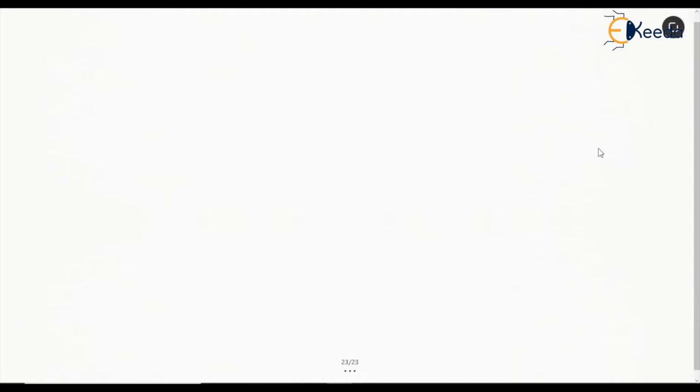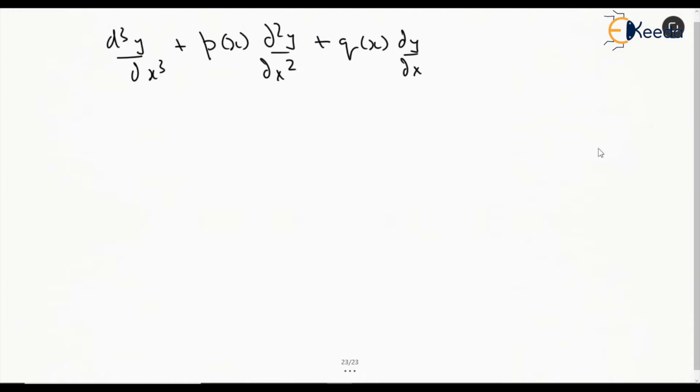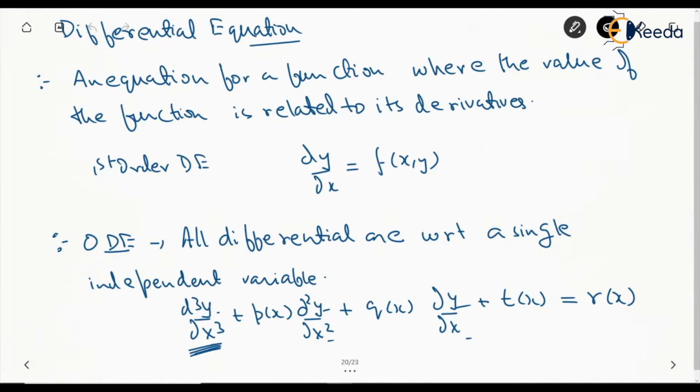Now, like we said, we will have a general equation in terms of the derivatives. So there is a possibility we have an equation, like we had in the previous case, d3y by dx cube plus p of x d2y by dx square plus q of x dy by dx plus t of x into y equal to r of x.